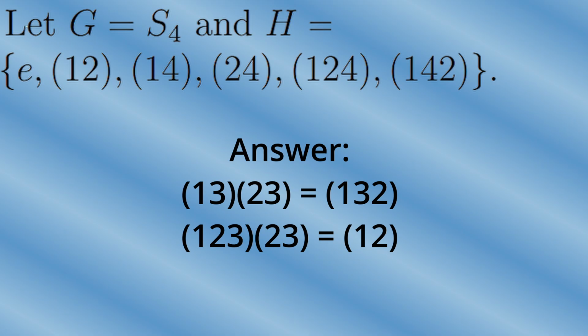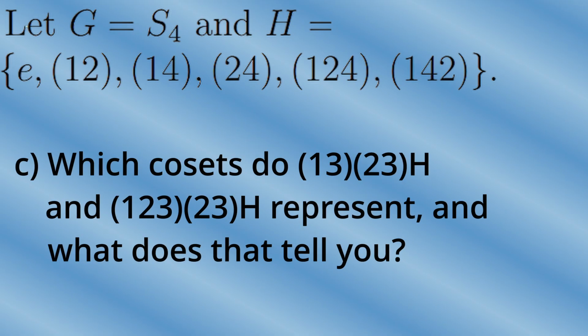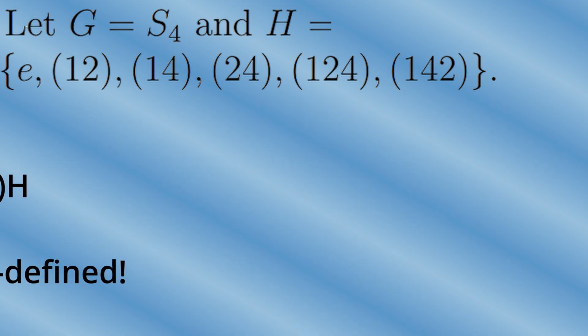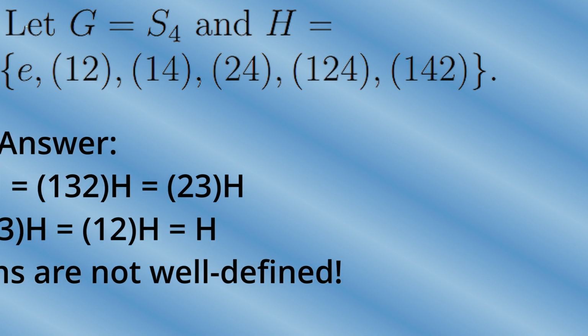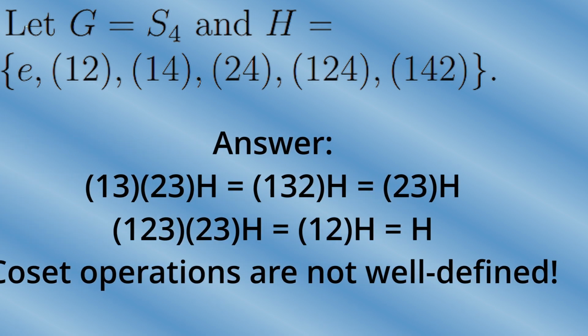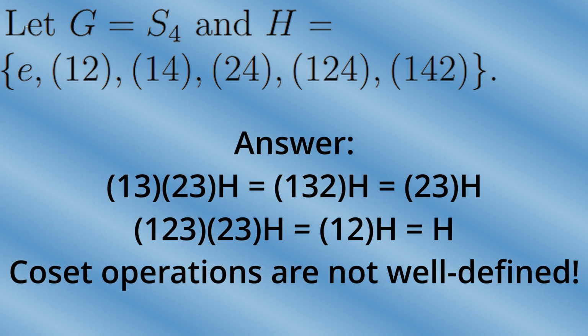This is the part where non-commutativity sneaks in. Even tiny tweaks in the order of permutation multiplication can totally change the result. C, which cosets do (1 3)(2 3)H and (1 2 3)(2 3)H represent, and what does that tell you? (1 3)(2 3)H equals (1 3 2)H equals (2 3)H, while (1 2 3)(2 3)H equals (1 2)H, which equals H.